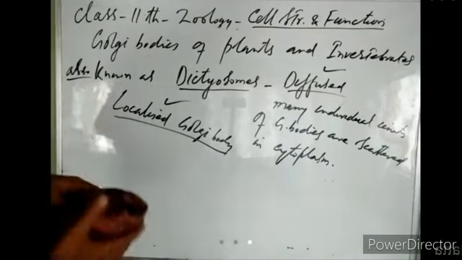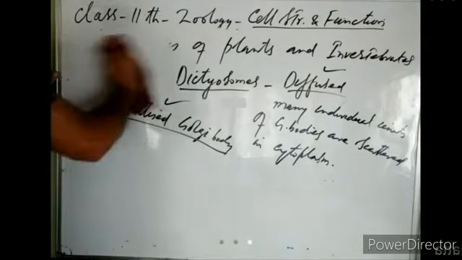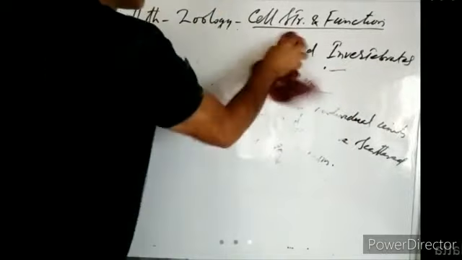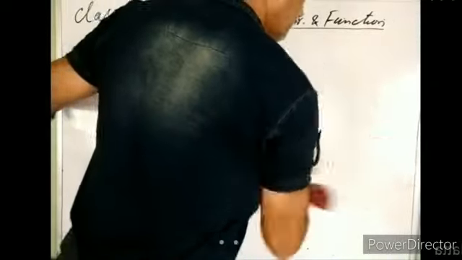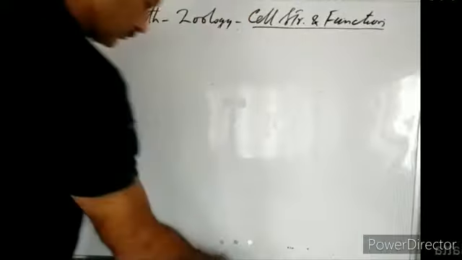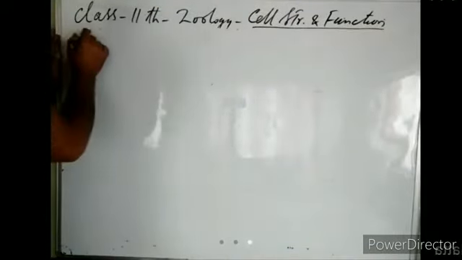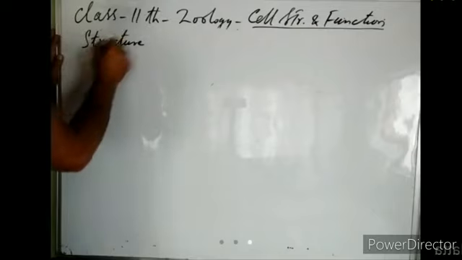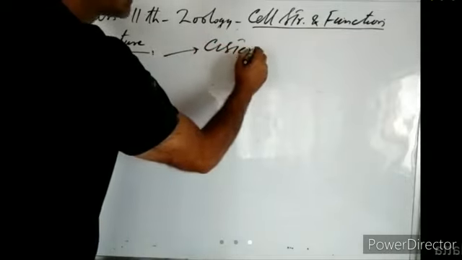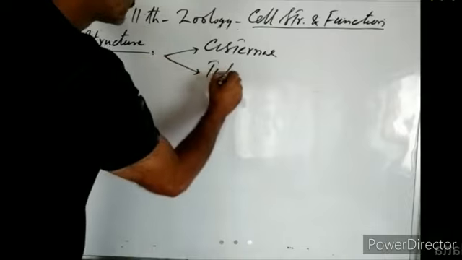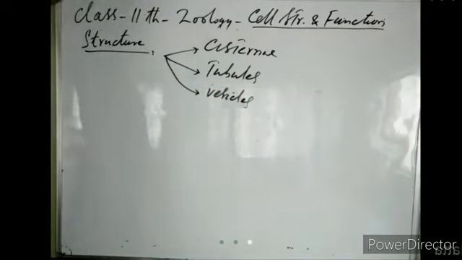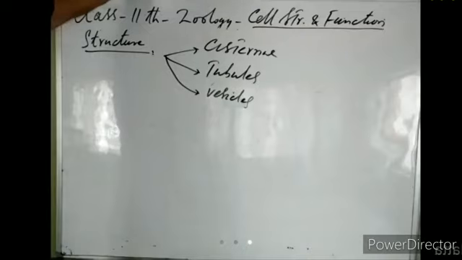Now we will have a look at the structure of this Golgi body. A Golgi body is formed of three elements: cisternae, tubules, and vesicles.